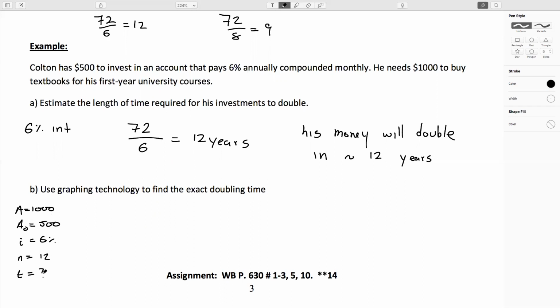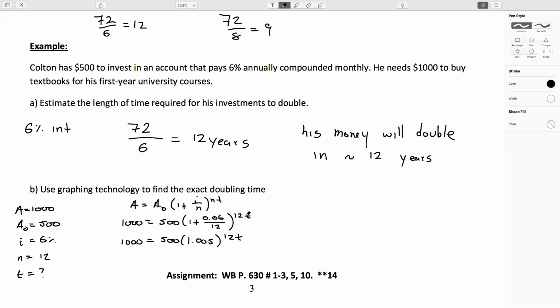Okay, so let's just plug this into our formula. A equals A naught times (1 plus I over N) to the NT. Put the numbers in. 1,000 equals 500 times (1 plus 0.06 divided by 12) to the power 12T. And now we can do some simplifying if we want to. And I suppose we should. Let's simplify the brackets, but you don't have to. You can plug this into a calculator as is. So 1 plus 0.06 over 12 gets a little bit nicer. Maybe we go 1,000 equals 500 times 1.005 to the 12T.